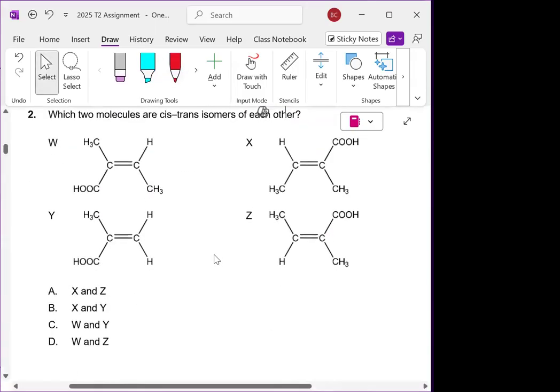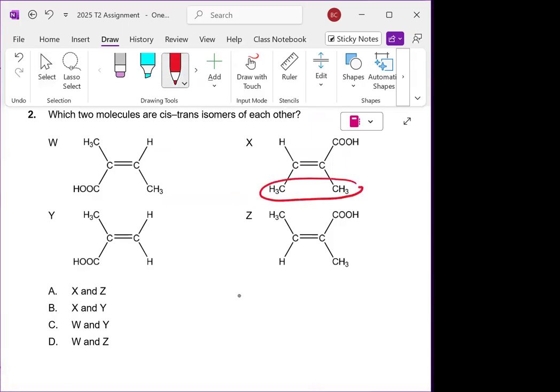Now, next one, we need to find cis trans. So you'll find that in this configuration, both are on the same side, we call it cis. In this configuration, both are on the opposite side, we call it trans, right? And this is the same structure. Z and W is exactly the same.